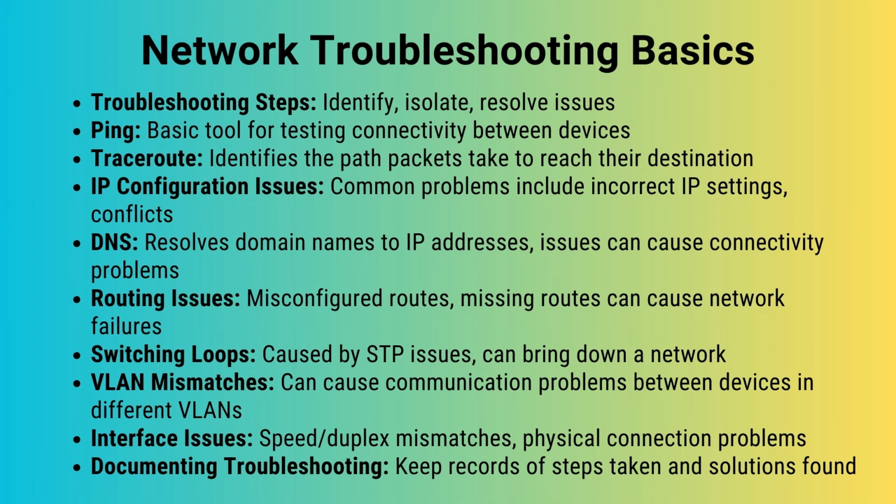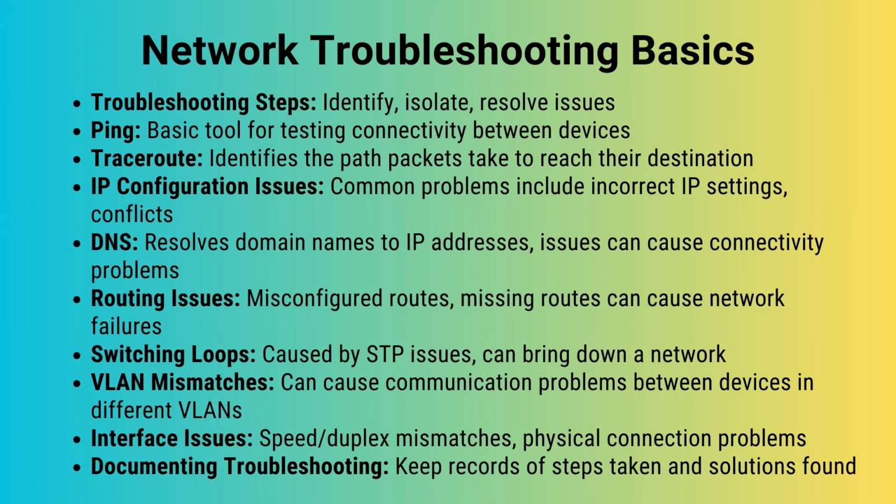Common issues include IP configuration problems, such as incorrect IP addresses, subnet masks, or default gateways. DNS issues can cause name resolution failures, leading to connectivity problems. Routing issues like misconfigured or missing routes can cause network failures. In switched networks, problems with VLANs, spanning tree protocol, or port security can disrupt communication. For wireless networks, interference, weak signals, or misconfigured security settings are common culprits.